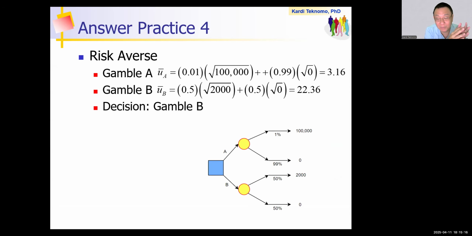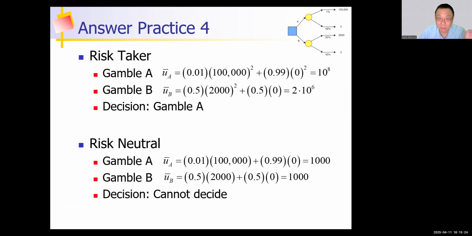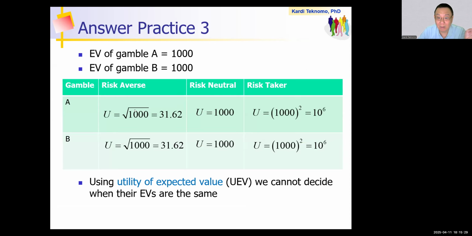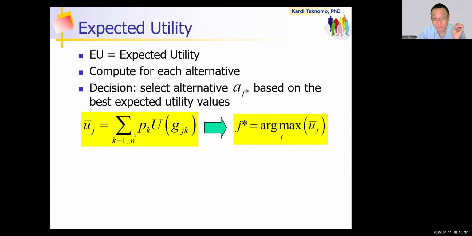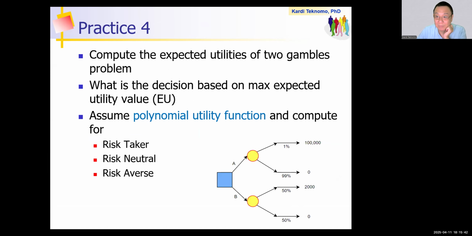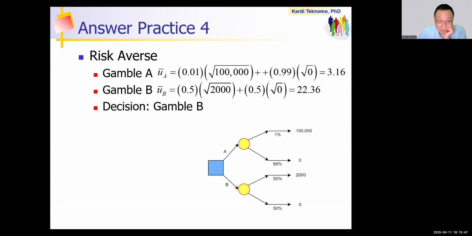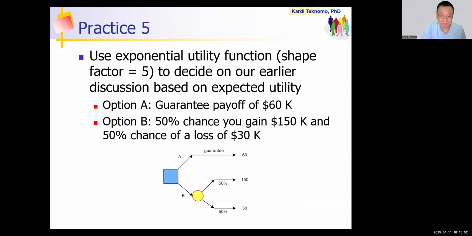Is there any question up to here? Okay, so the point is, you need to use expected utility. Don't use utility of the expected value. You still need to compute with the probability to get that. So now I want you to do this practice.